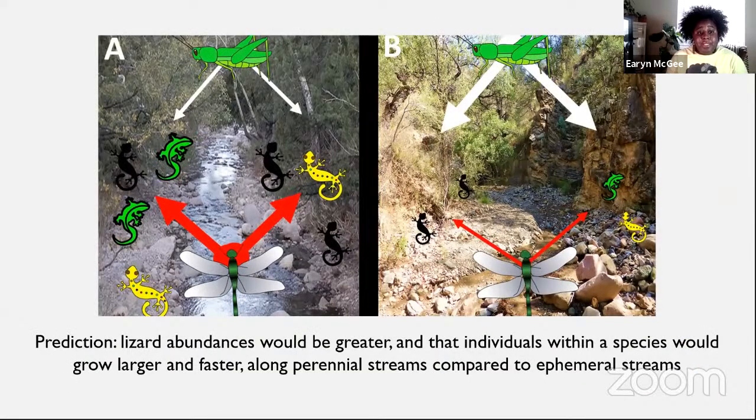So we predicted that lizard abundances would be greater and that individuals within a species would grow larger and faster along perennial streams as compared to ephemeral ones. So we have that illustrated with the figure here, where we have our dragonflies that indicate our aquatic subsidies, so aquatic insects, and those thick red arrows are suggesting that they have a greater access to these aquatic subsidies. So we're having larger and more lizards, while on the right, our cricket is illustrating our terrestrial insects, and those thick white arrows are suggesting that they have to rely on primarily terrestrial prey, and so the lizards are smaller and there are less lizards there.